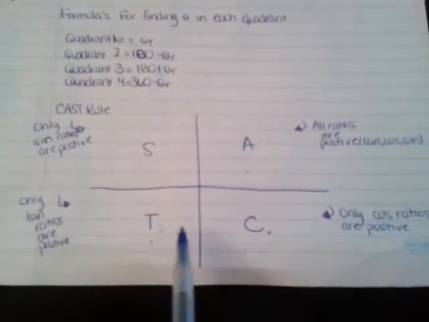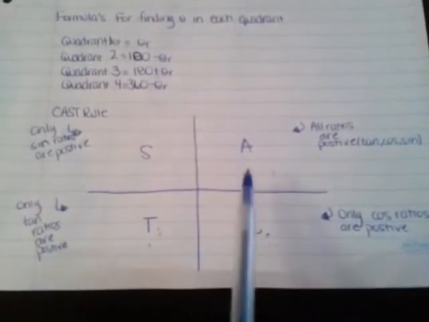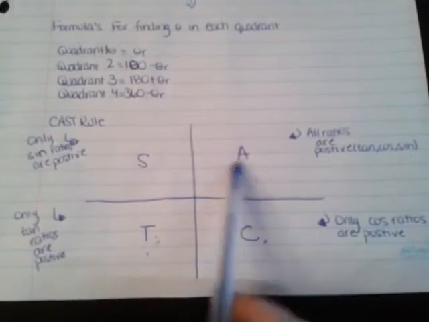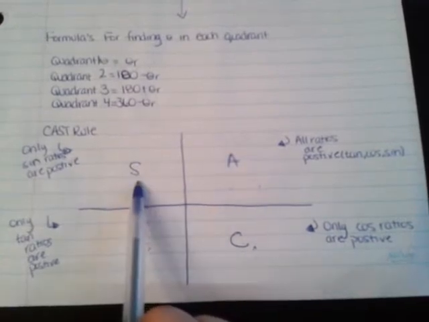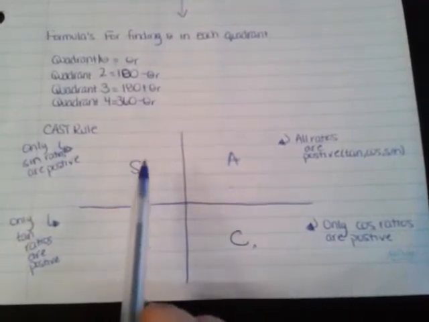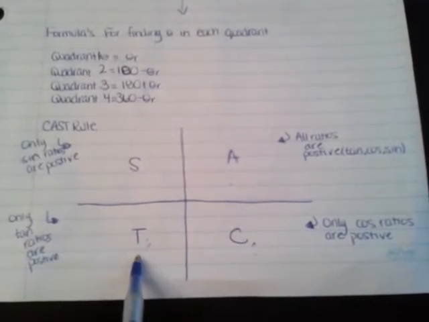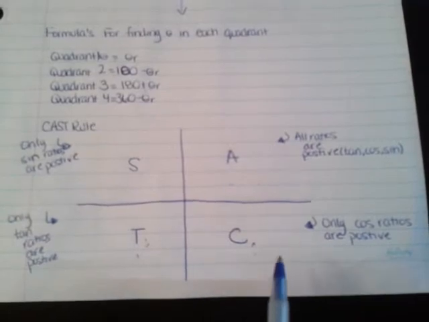So the next thing you need to learn is the CAST rule. It's written as C-A-S-T, and that's just a way to remember it. The A represents that all ratios are positive in the first quadrant, so that includes tan, cosine, and sine. The S represents that all sine ratios are positive in the second quadrant. The T represents that all tan ratios are positive in the third quadrant, and then the C represents that all cosine ratios are positive in the fourth quadrant.